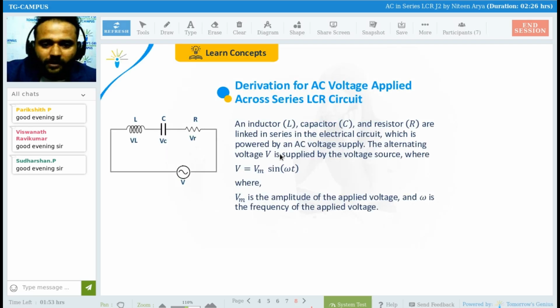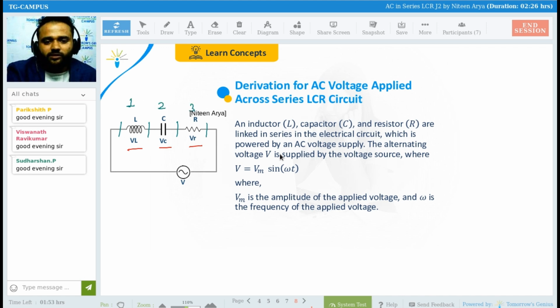Now, derivation of AC voltage applied across a series LCR circuit means how much voltage is going to be divided, because obviously voltage is going to be divided across three components. If it is V total, so VL, VC, VR: how much voltage is going to be on the particular component, on L, on C, or on R. This is your first component, this is your second, this is your third. Is this clear? Clear na?